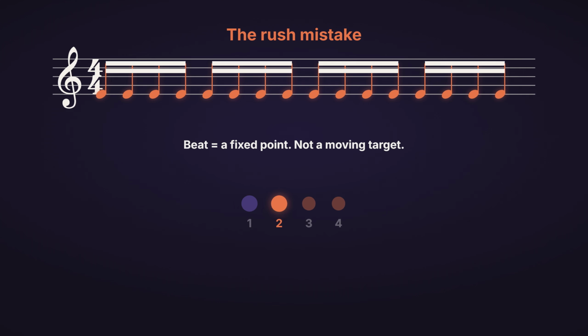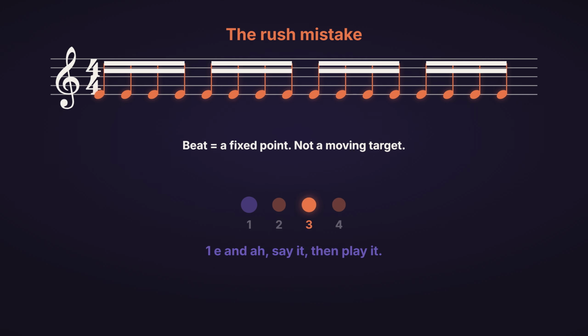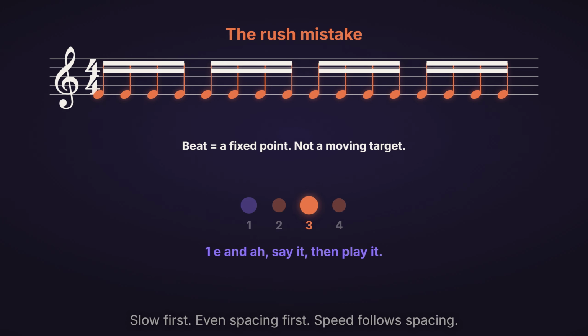The fix is to keep the click steady and place the notes against it rather than ahead of it. Think of the beat as a fixed point in time, not a moving target you are chasing. The first sixteenth in a group lands on the beat, the last one lands just before the next beat. Nothing in that group reaches beyond its boundary. Practice by setting a slow metronome, speaking the syllables 1 E and R out loud, and only then playing. The voice controls the spacing, the fingers follow the voice. Speed comes later, the even spacing comes first.